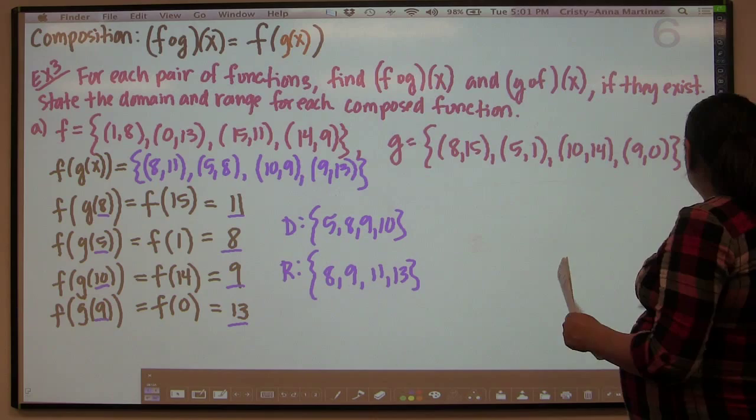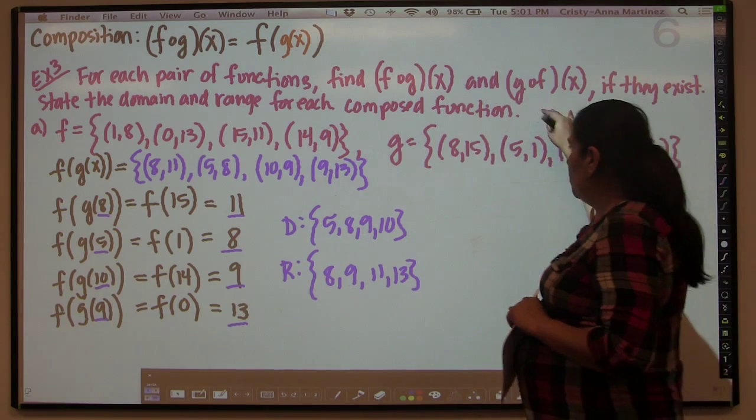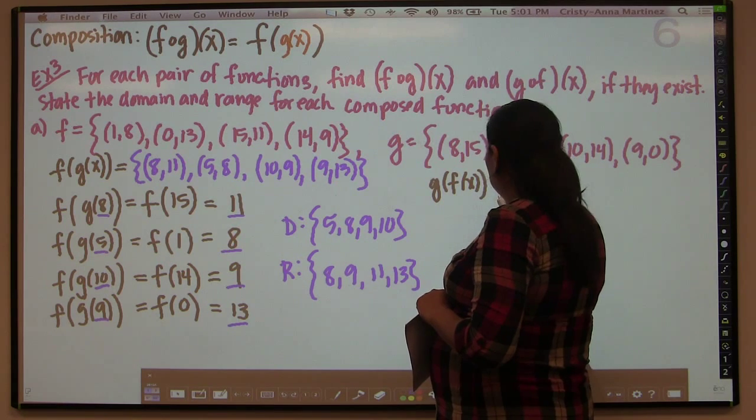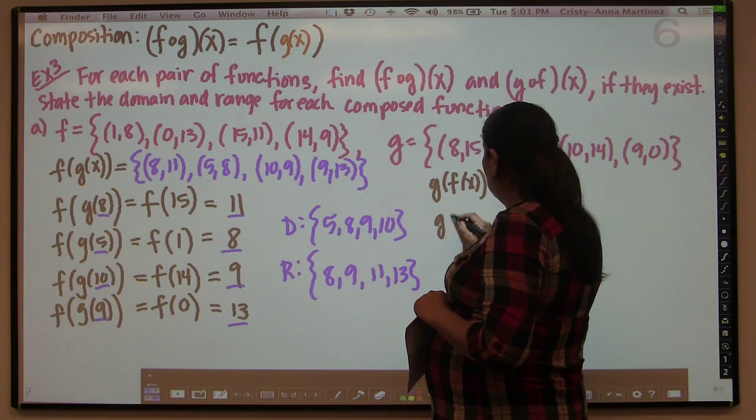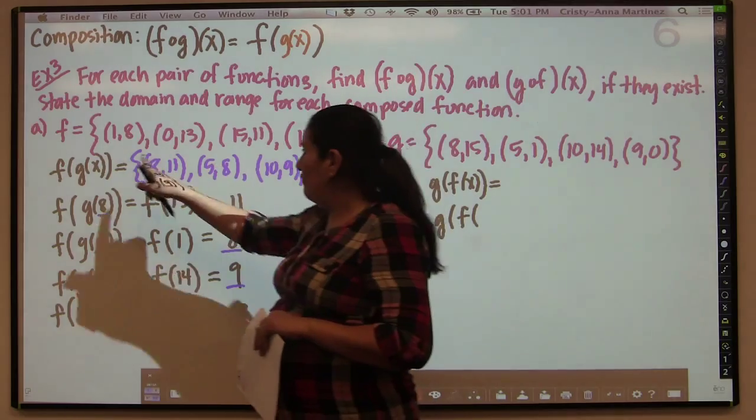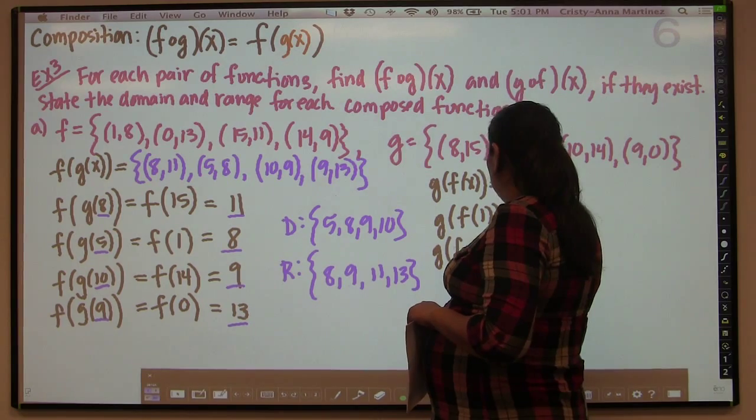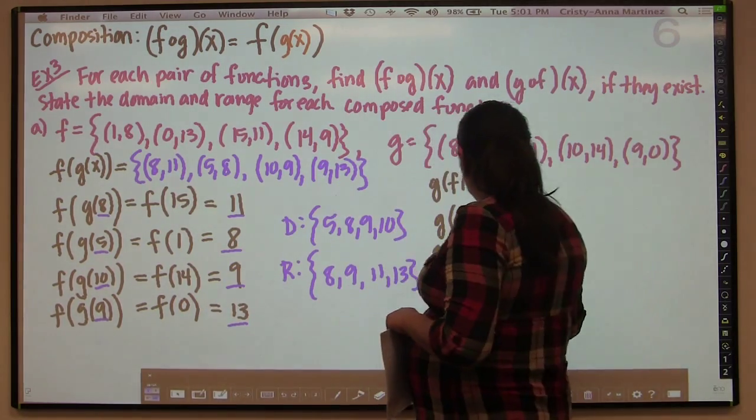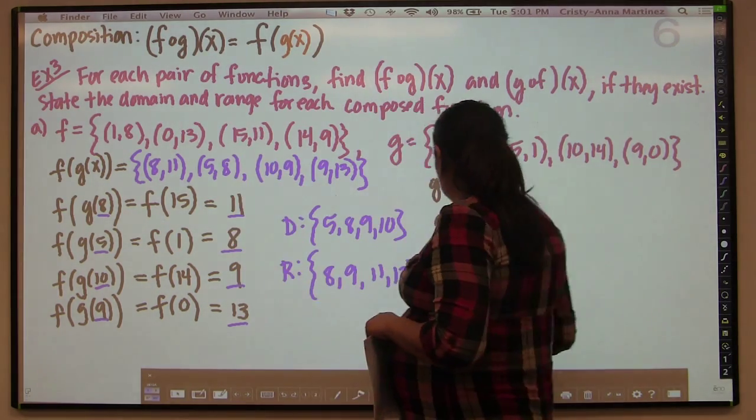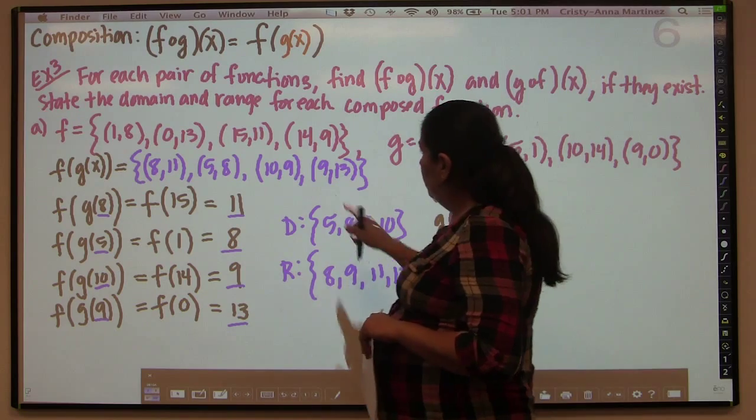So we're going to do this again. Only this time I want to go backwards. Now they want us to find g of f of x. So we're going to do all the same stuff, g of f of x, but we're going to go a little bit backwards. So this time we're going to go to the f function first. So the first value of the f function is 1. So g of f of 1. We want g of f of 0. We want g of f of 15. And g of f of 14.